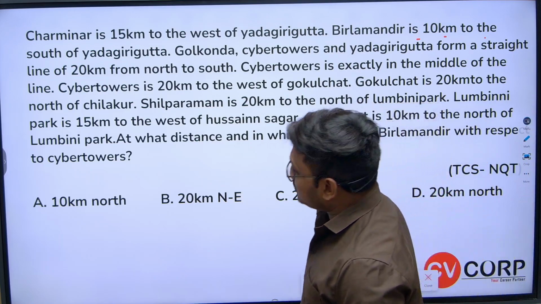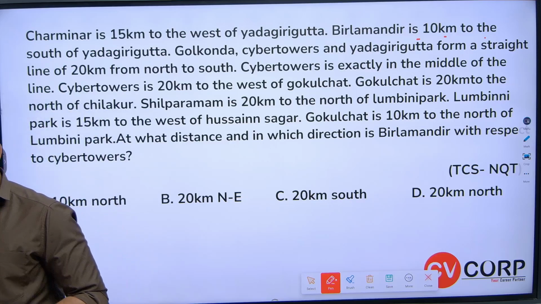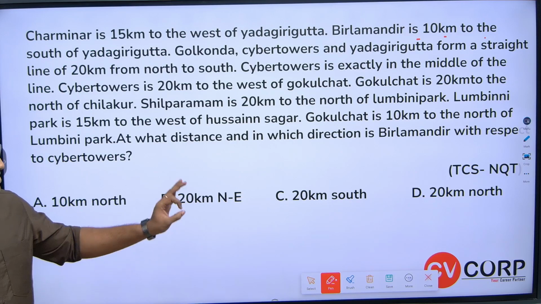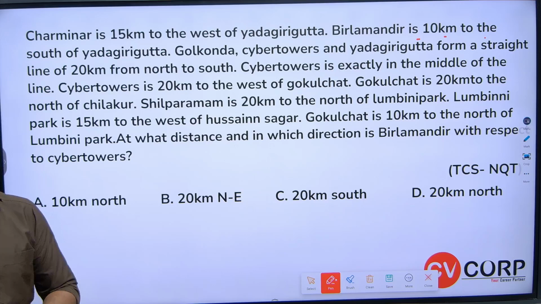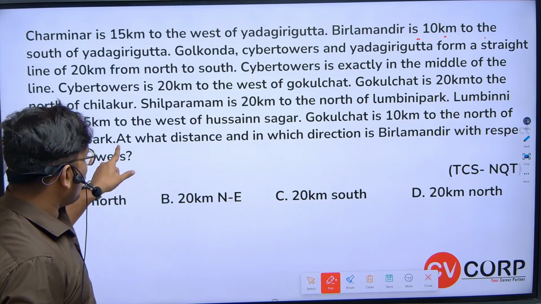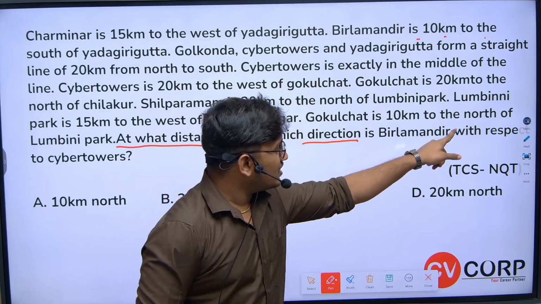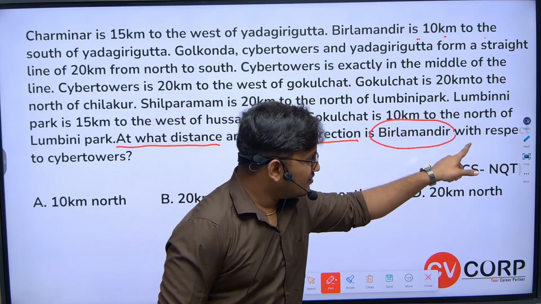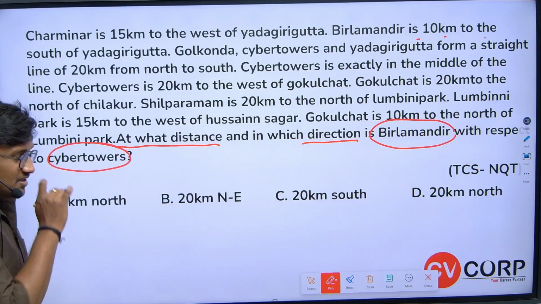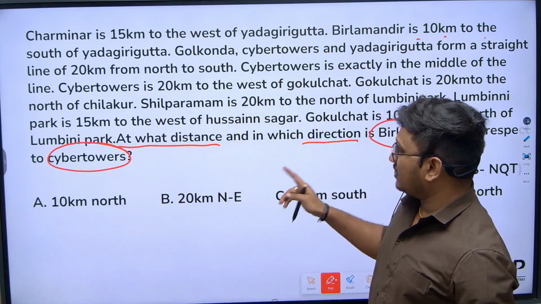Okay. The question seems very interesting, and don't think that there are so many conditions we should take. Just observe what question they are asking. What are the reference points they are talking about? They're asking what distance and in which direction. What's the point here? Birla Mandir with respect to Cyber Towers. Just concentrate on those particular areas.